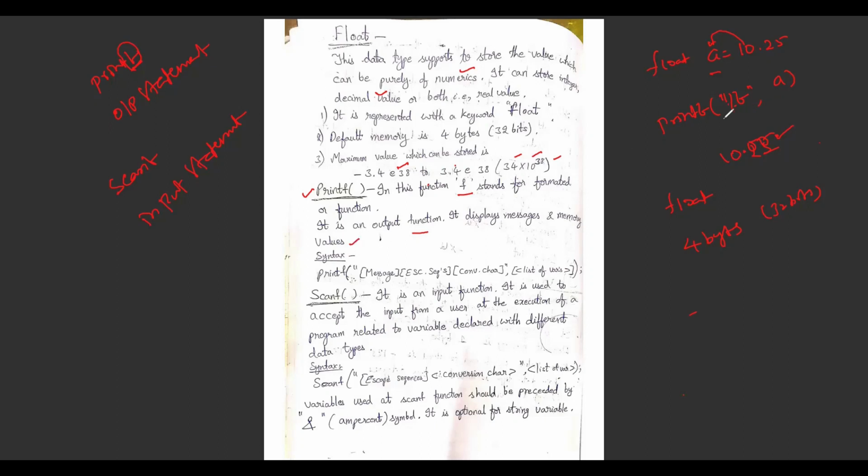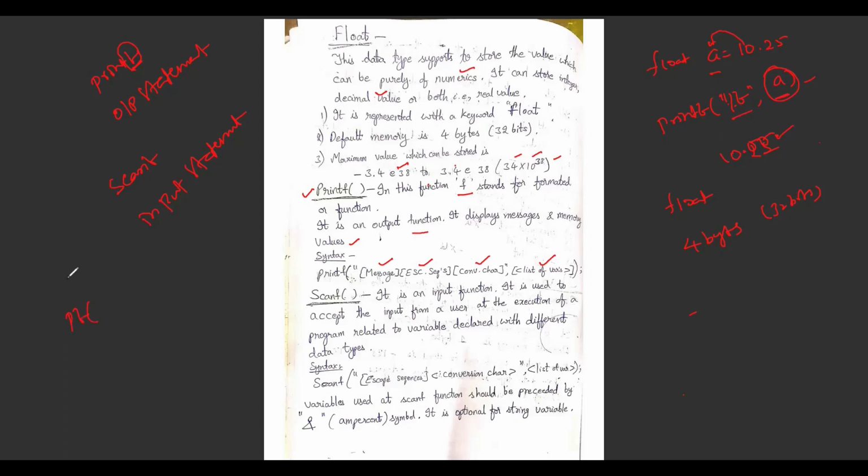Just now we have seen here, you have printed this. It is displaying the value. So it displays the memory values. The syntax is: message. You're going to write some message. Then you're going to give escape sequences, conversion characters, and a list of variables. Example, I'll show you, you're going to write like this.